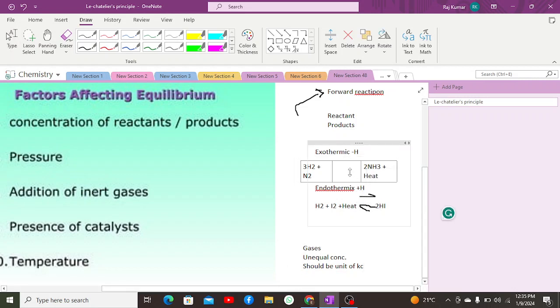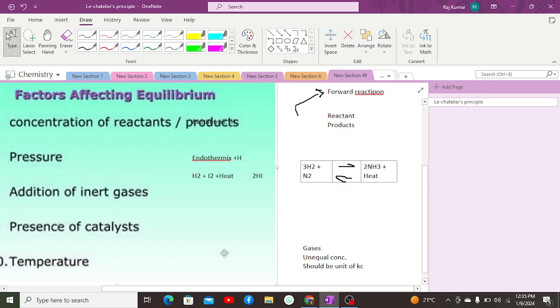Let's take the Haber process. Let me just place it over here. All right, so let's suppose this is the reaction on this hand side. Within this reaction, we have more concentration, more volume, of reactants as compared to the products.